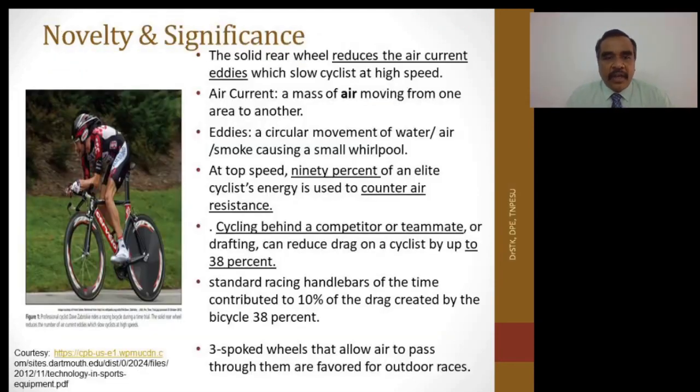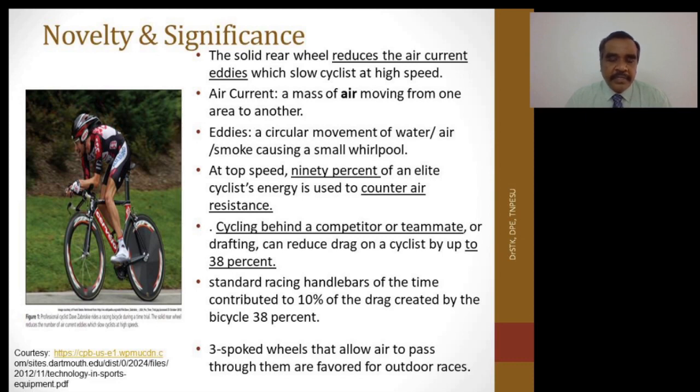Another example for novelty and significance: the research done on cycling. The solid rear wheel reduces the air current eddies, which slows down the cyclist at high speed. What do you mean by air current? A mass of air moving from one area to another. What do you mean by eddies? A circular movement of water or air or smoke causing a small whirlpool.